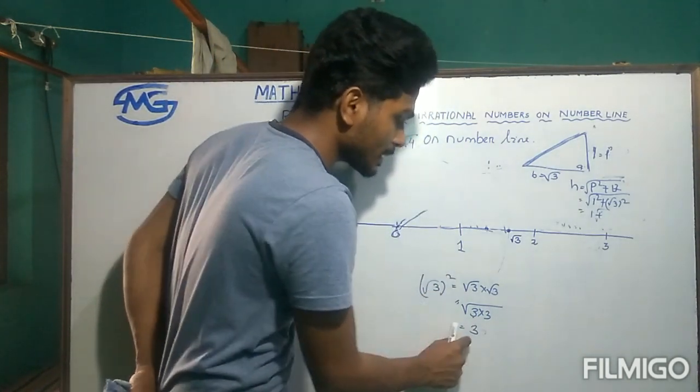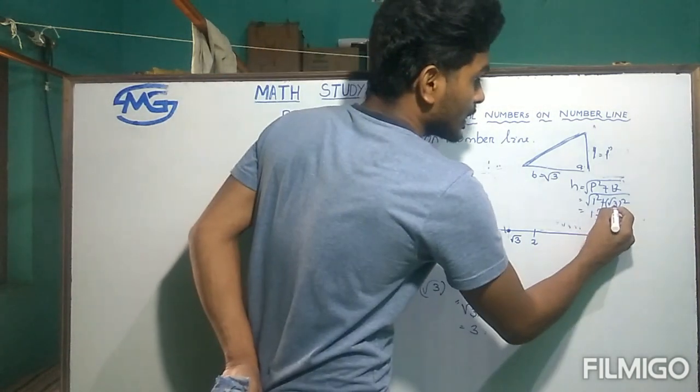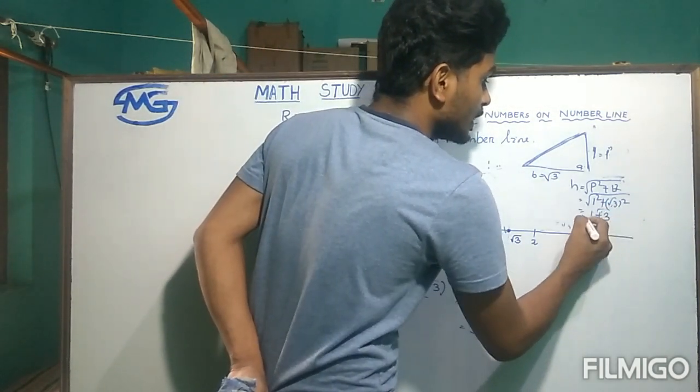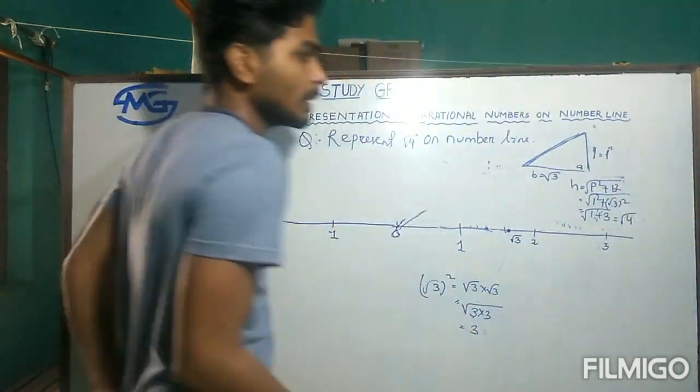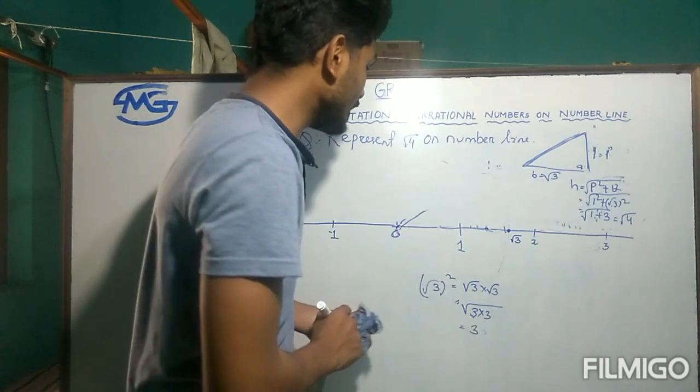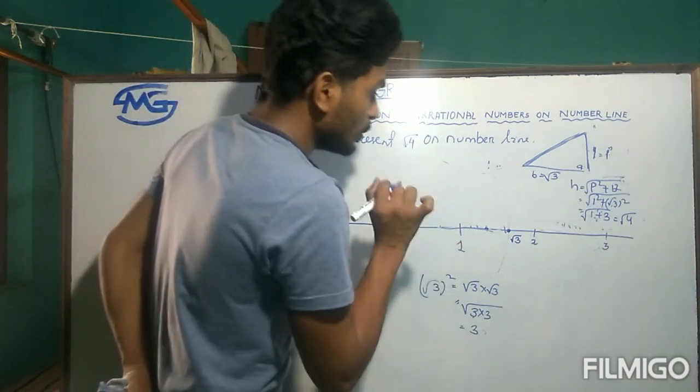Root 3 square is 3. Then we have to write root 3 square is equal to 3, whole root. So we get 1 plus 3 is 4. Okay, this is root 4. Got it? Then what we will do?